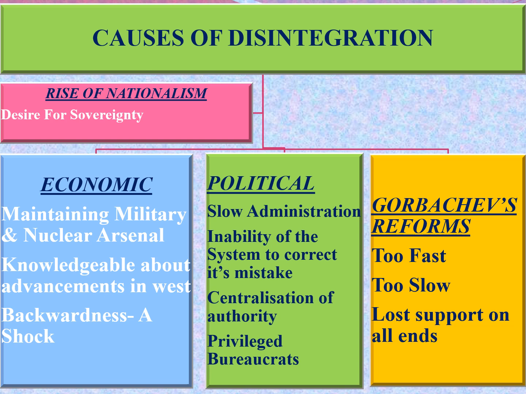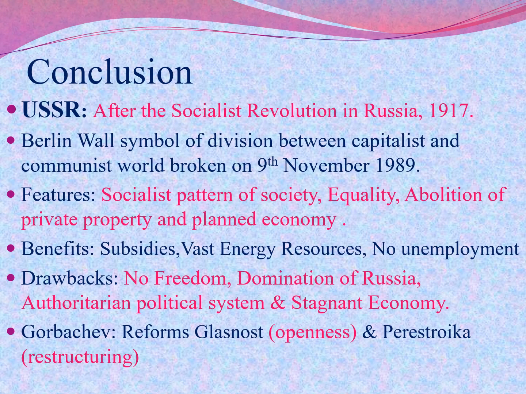This is it for the day. But before we end, let's quickly recap the points that we learned today. First, we talked about the creation of USSR in 1917. The fall of the Berlin Wall symbolized the end of the bipolar world. The key features of the Soviet system included equality, planned economy, and abolition of private property.